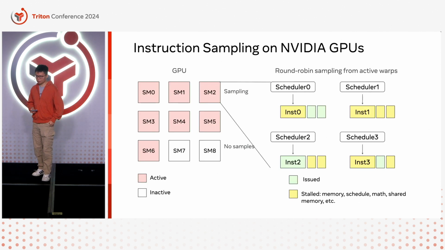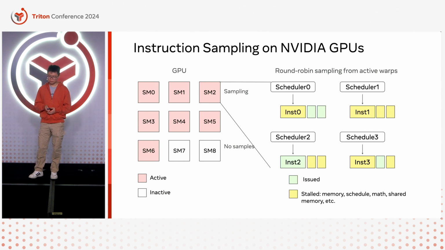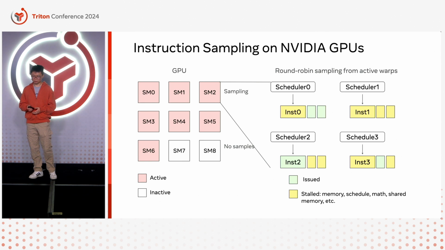Here's another diagram that helps you get more sense of how instruction sampling works. Suppose we have a Triton kernel that takes 7 out of 9 streaming multiprocessors on a GPU. Instruction sampling is going to work only on these 7 active streaming multiprocessors. It's going to sample instructions on every streaming multiprocessor every n cycles, and when it samples an instruction, it takes a sample from each warp scheduler in round-robin fashion.